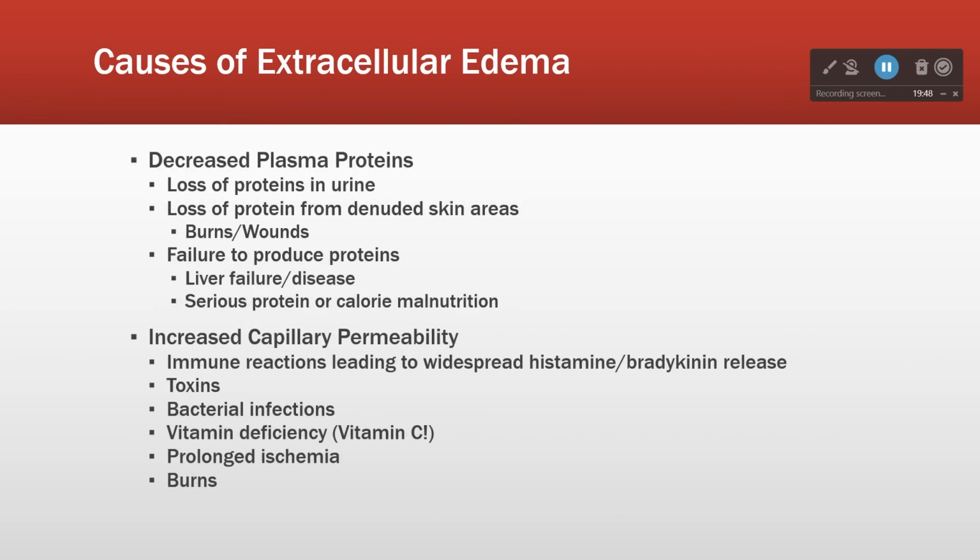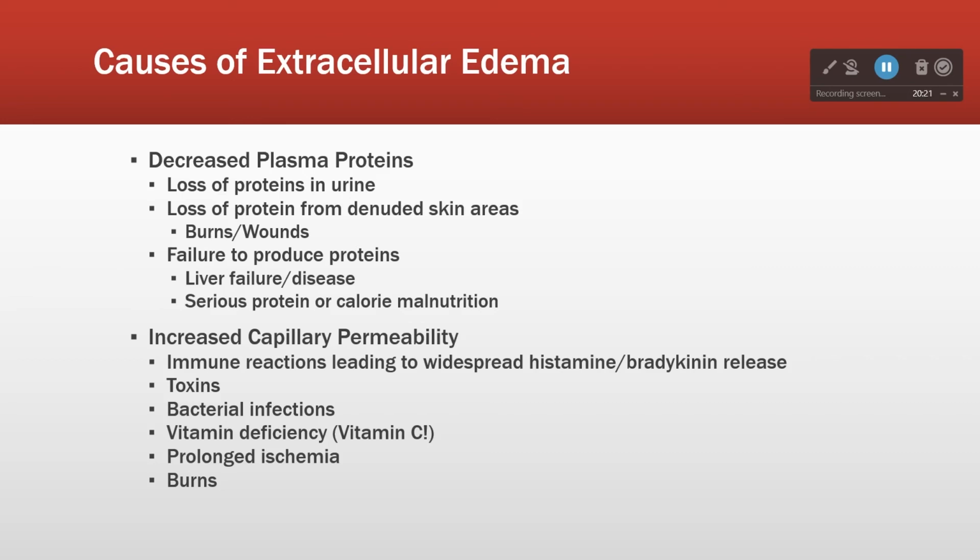Other causes of extracellular edema, anything that decreases your plasma oncotic pressure. So a decrease in plasma proteins. This could be loss of those proteins through the urine. We call that nephrotic syndrome. You could be losing protein because your skin is broken, right? So you've got a big wound, or even worse, a burn. Patients with extensive burns lose a ton of protein and can have a tendency to become edematous all over their body because of the loss of oncotic pressure.